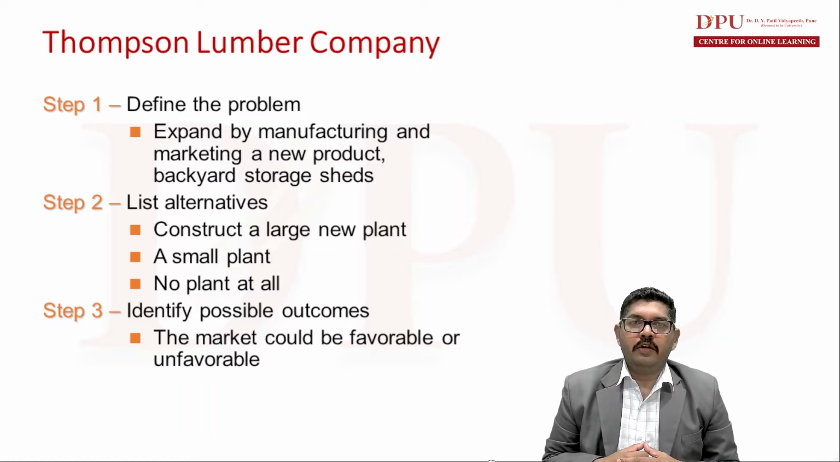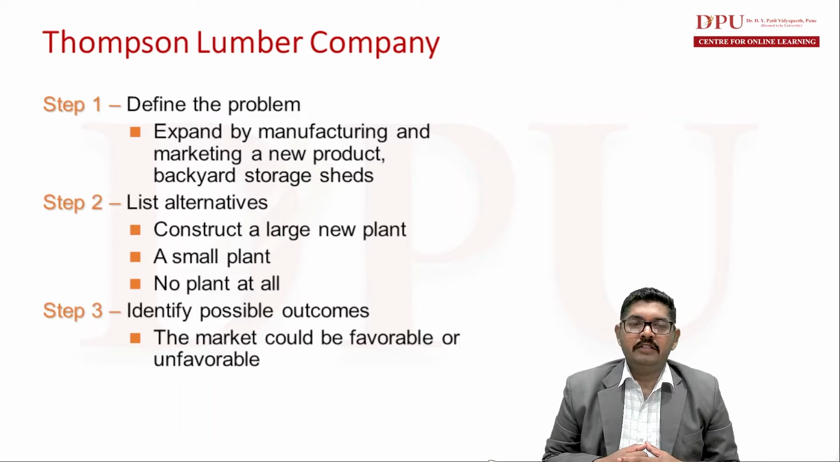Step 2 is listing all the alternatives. So what are the different courses of action available to a manager while making a decision? That is what alternatives are. So the alternative courses of action are: construct a large new plant, construct a small new plant, and construct no plant at all. So these are the 3 alternative courses of action available to a decision maker with respect to the problem.